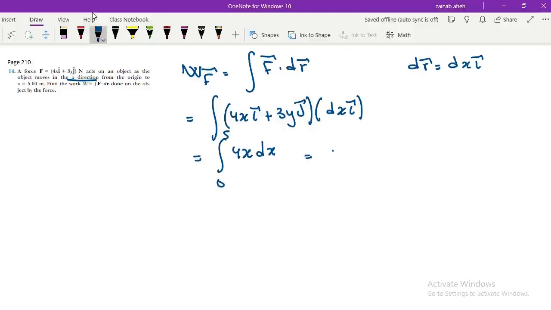So 4 goes out of the integral, the integral of x dx is x squared over 2, and the integral runs from 0 to 5. I will get 5 squared over 2, so 25 over 2, times 4, which gives me 50 joule. Don't forget the unit of work is joule. This is for problem 14.